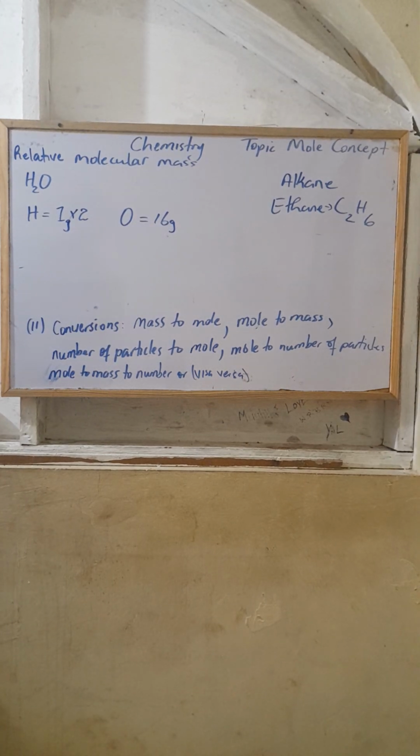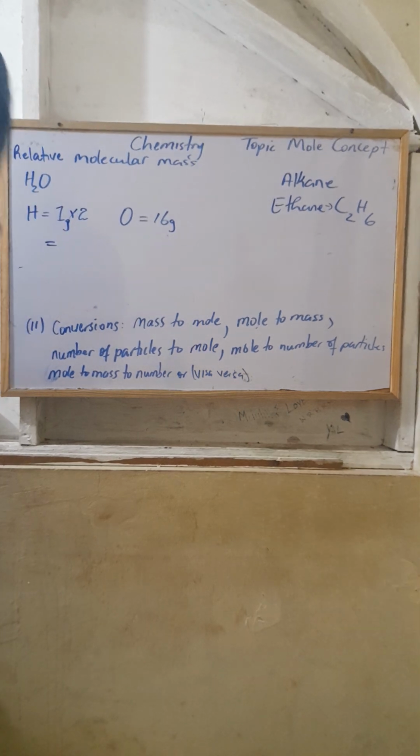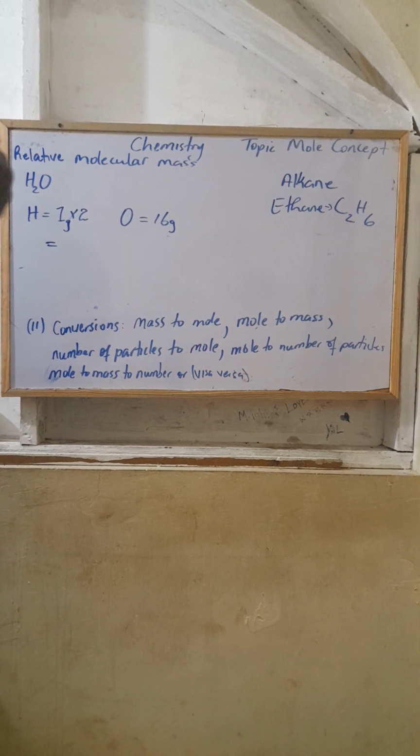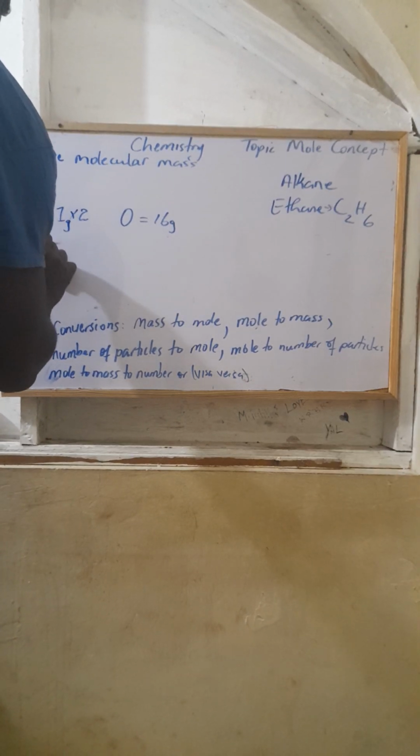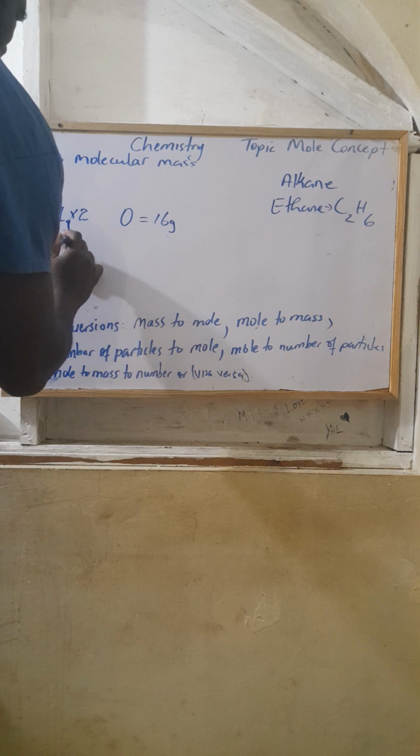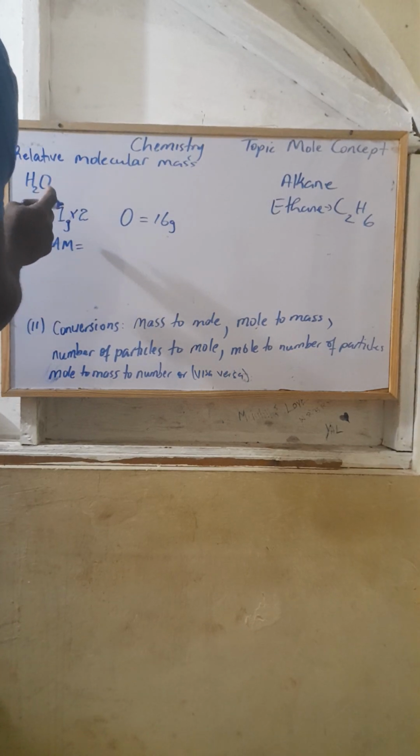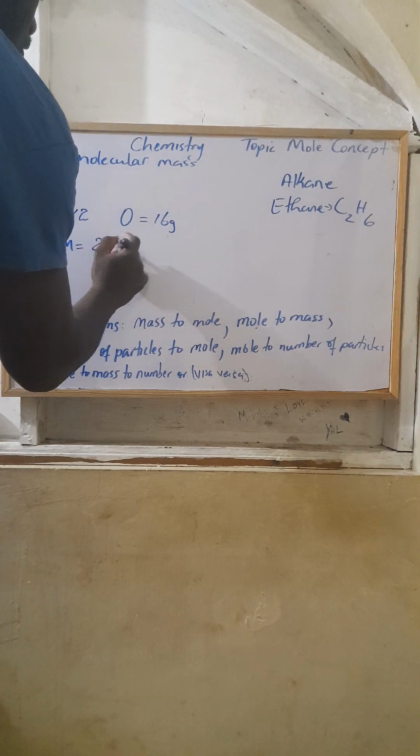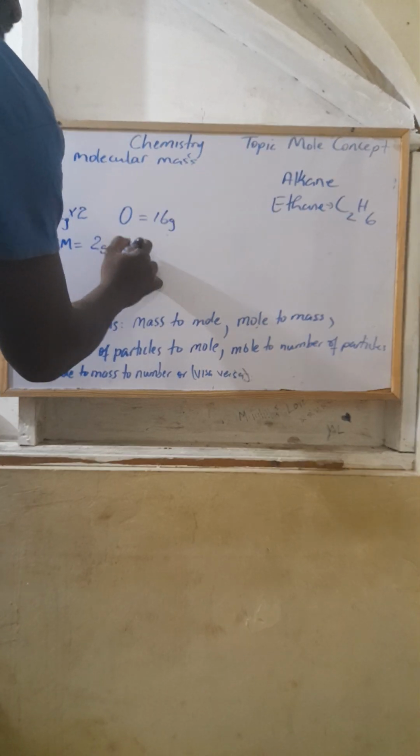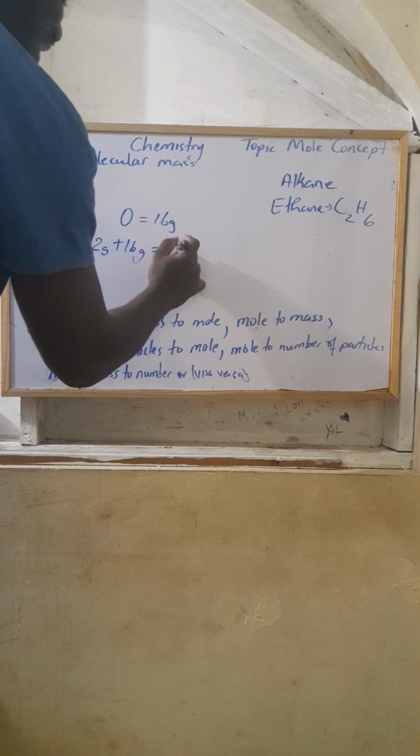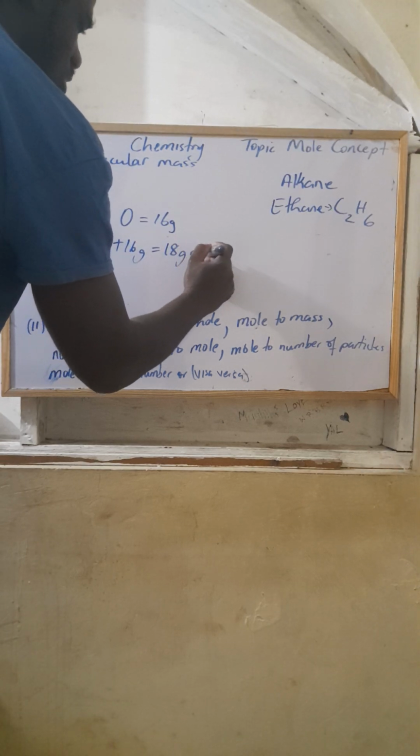When we look at oxygen in the formula, we see that there is only 1 oxygen, and therefore we do not have to multiply. It is already 16 grams. So at the end of the day, the relative molecular mass of water is now 2 times 1 gram, which is equal to 2 grams plus 16 grams, which is equal to 18 grams per mole.